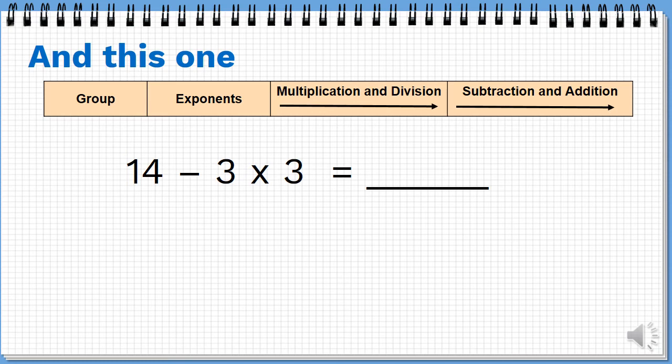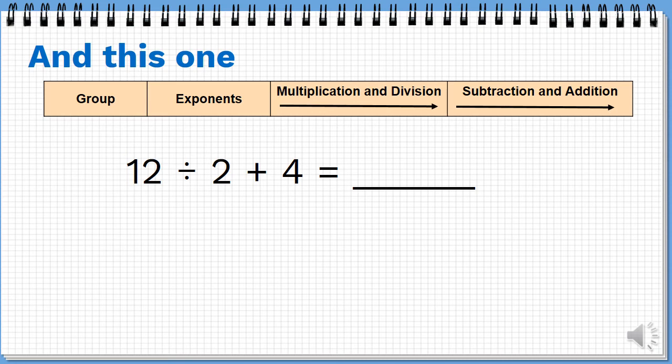Okay, let's check the answer. All right, do we have groups? No, we don't have any groups. Do we have exponents? No, we don't have any. Do we have multiplication and division? Yes, we do. So we do the multiplication and division first. So 3 times 3 is 9. So that's finished. Then we do subtraction and addition, and it's left to right. 14 minus 9, that is 5. Okay, let's try this one now. Pause the video and come back for the answer.